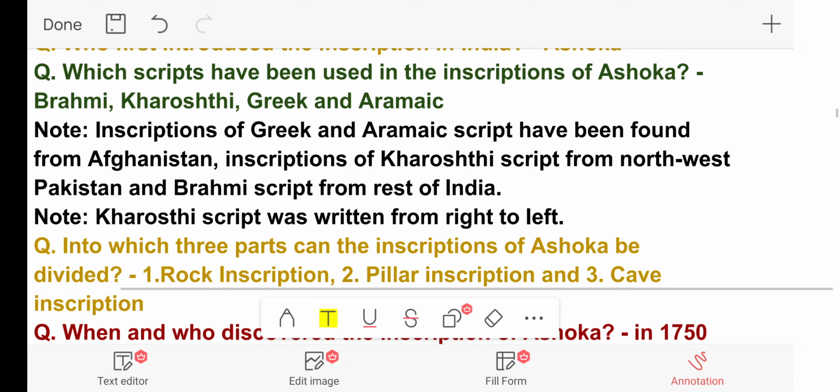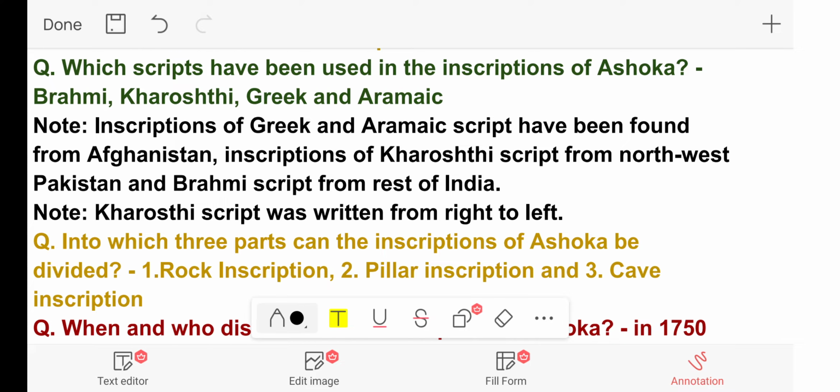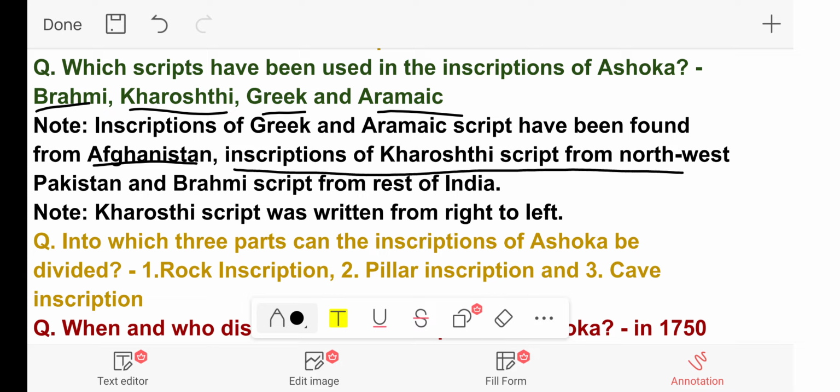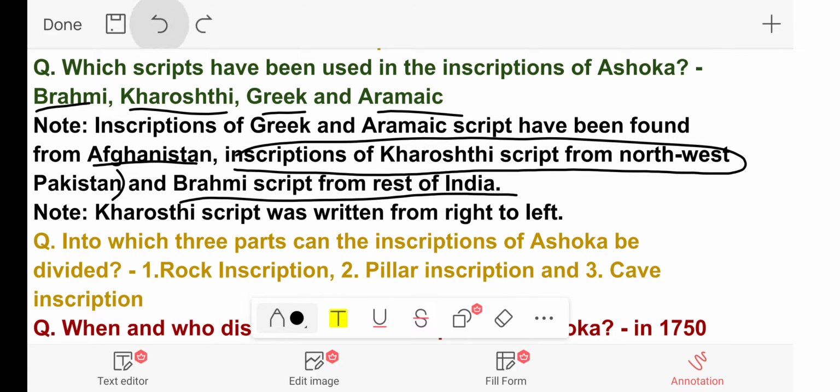Next is, which scripts have been used in the inscription of Ashoka? The answer is Brahmi, Kharosthi, Greek and Aramaic. Note, inscription of Greek and Aramaic script have been found from Afghanistan. Inscription of Kharosthi script from northwest Pakistan and Brahmi script from rest of India. Another note, Kharosthi script was written from right to left.